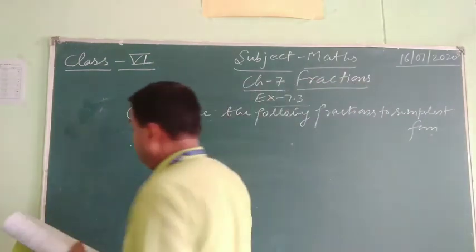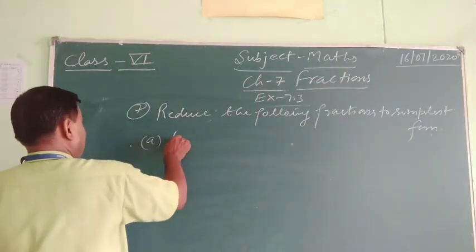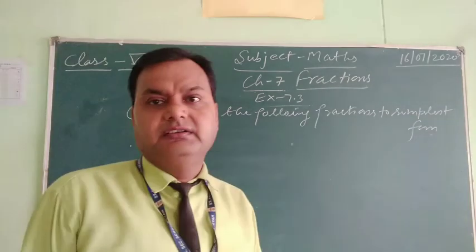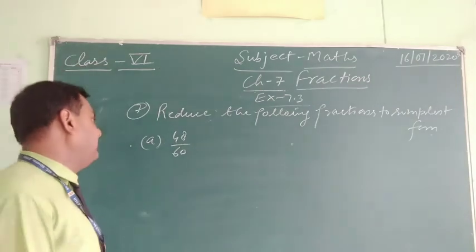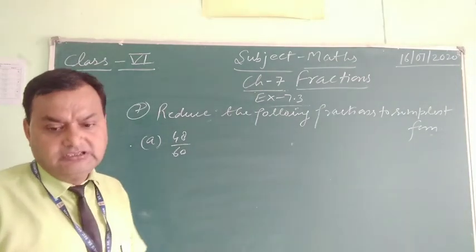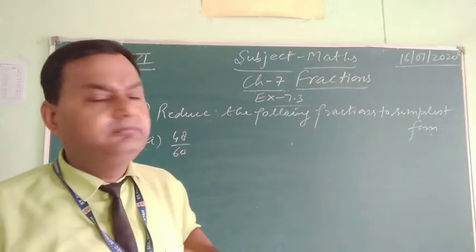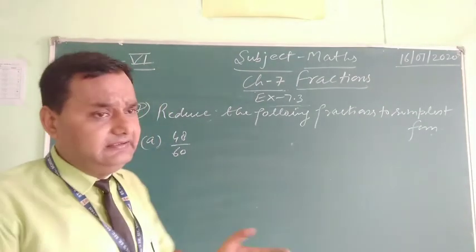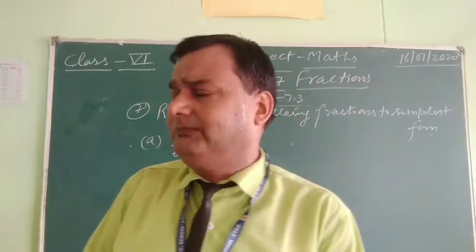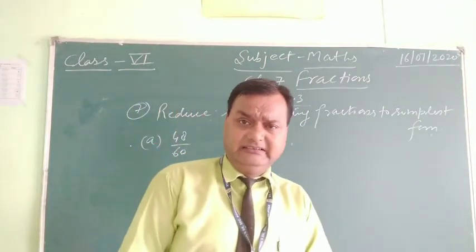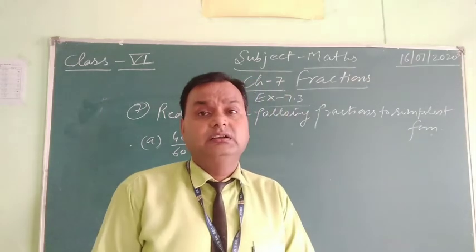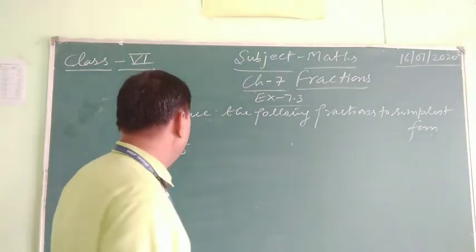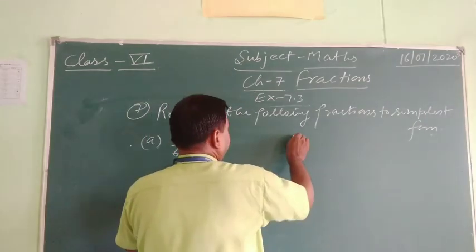Now A part, 48 upon 60. First of all, we will find the HCF of 48 and 60. There are two methods to find the HCF. One is the prime factorization method and the second is the division method. We can find the HCF by any method. So we will find the HCF by the division method.